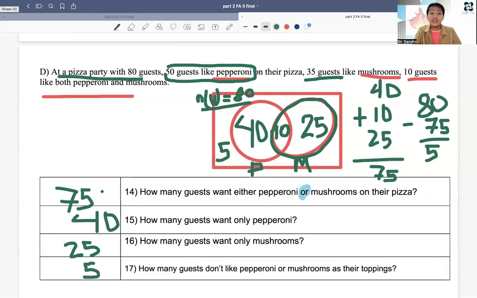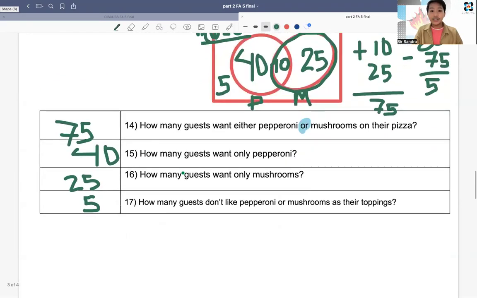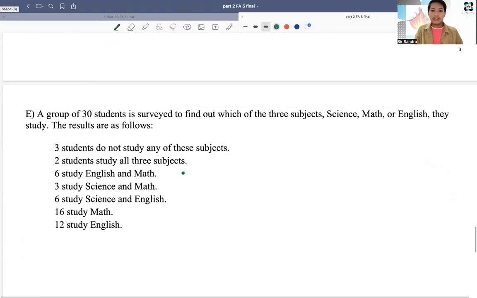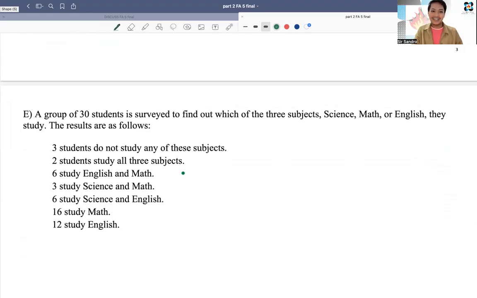See how easy it is to answer this kind of problem if your Venn diagram is already correct. Once your Venn diagram is ready, you can answer a lot of questions for this problem. All right, shall we proceed to the next problem? This only involved 2 variables, pepperoni and mushrooms. But for the next problem, we have 3 sets in consideration. And this is like the lovers of science, math, or English problem.